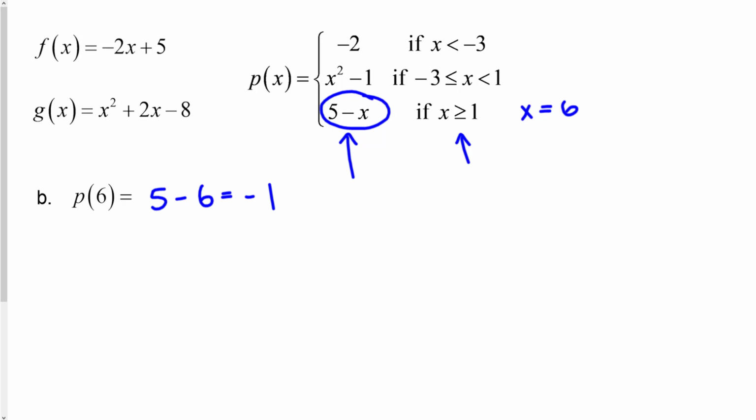A good way to miss that problem is to take the 6 and plug it into all three functions, or however many functions exist, and write all of those answers down. Nothing tells your instructor more that you don't know how this operates than something like that. At worst, pick one of them. But the idea is to always start with your restricted domains, see which one works for your x value, and then use the function that corresponds to it.